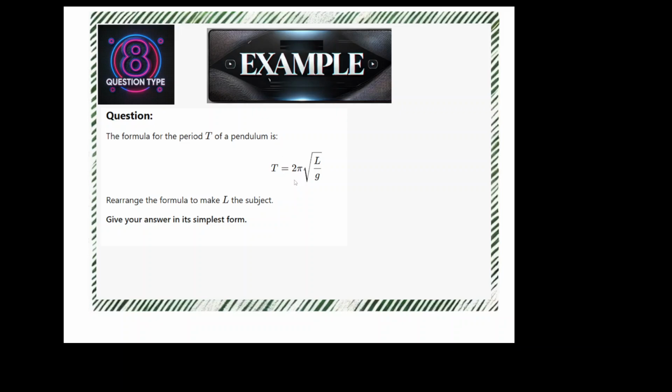Now, if we can get rid of the square root as the first step, it's going to make it so much easier. So the opposite of square rooting is squaring. So let's square both sides. Now, when you're squaring both sides, what is on the left hand side? T. Let's write it twice. So T multiplied by T is equal to, then what's on the right hand side? Let's write it twice again. 2 pi root L over G multiplied by 2 pi root L over G.